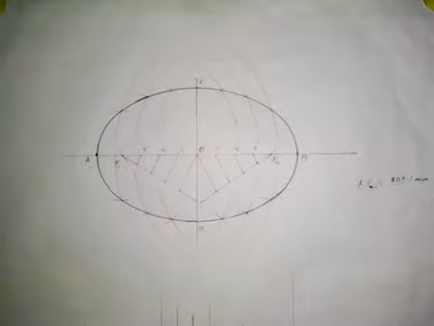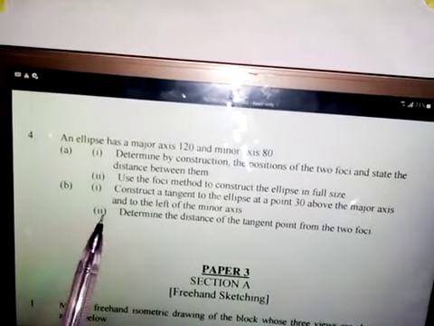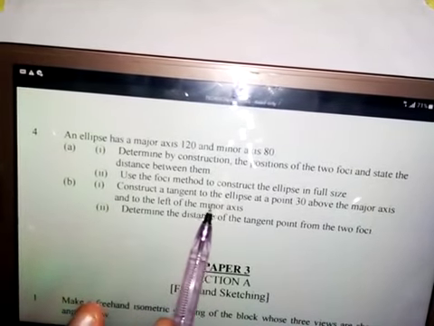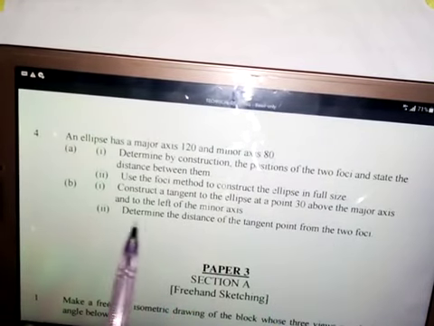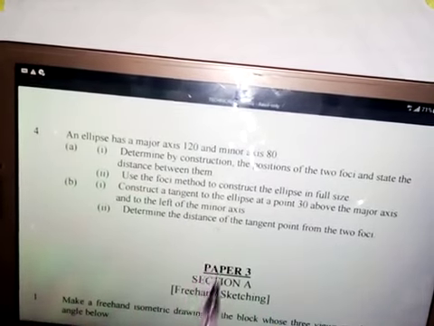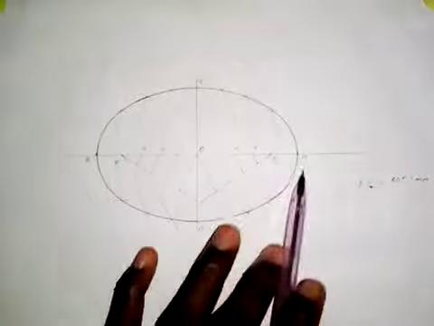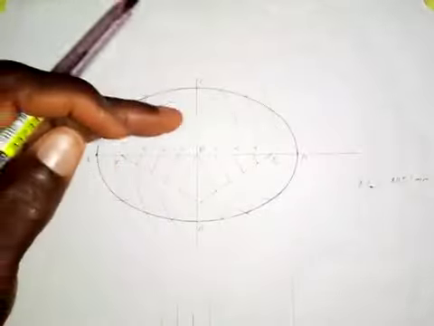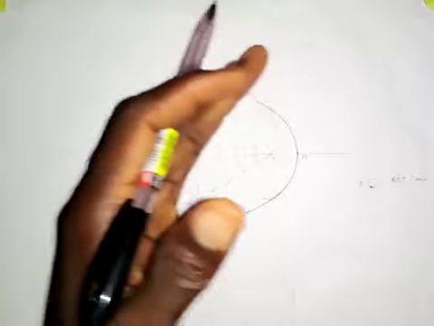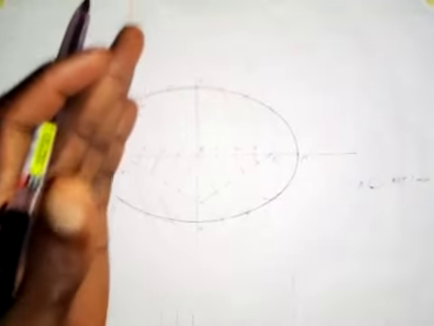I think that has to do with question B, Roman figure 1, which says to construct a tangent to the ellipse at a point 30 millimeters above the major axis and to the left of the minor axis. So this is the major axis and this is the minor axis. So above the major axis, we are drawing it up here, and on the left side of the minor axis, we are drawing it around here.